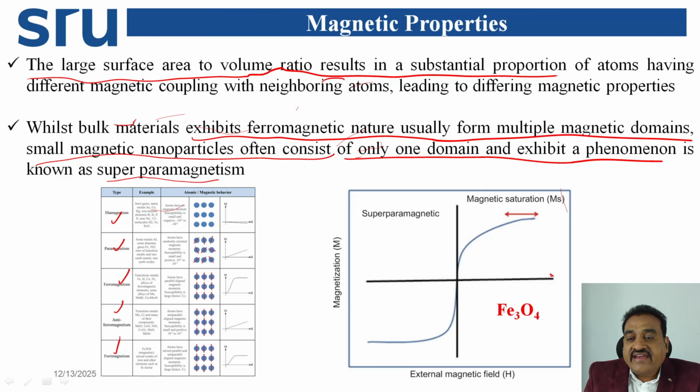Coming to ferromagnetic materials, take the x-axis as the external magnetic field and the y-axis as the magnetization M. The external magnetic field is applied on the magnetic material, so the magnetization also increases rapidly up to point A.